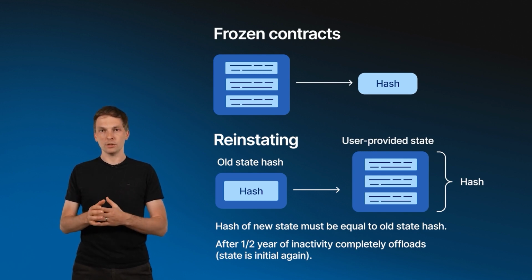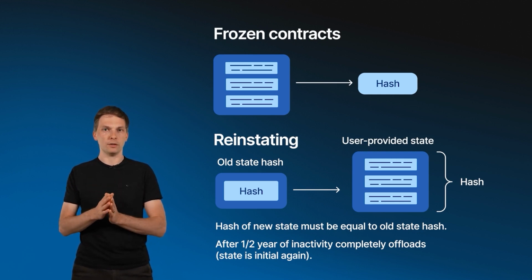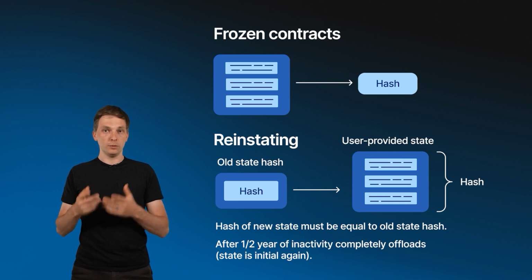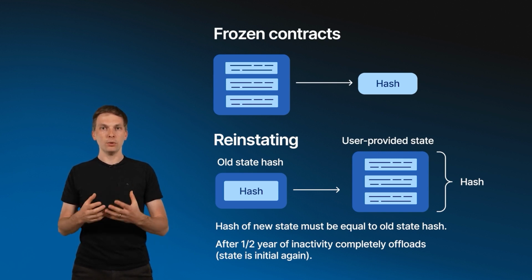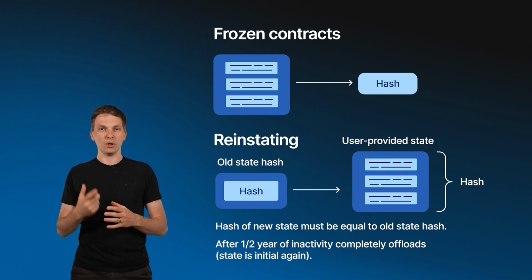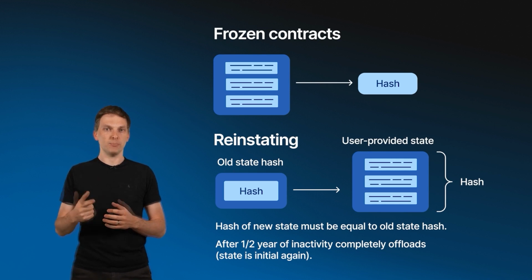And to make sure that the network does not accumulate too many of those frozen contracts, because they still occupy a little bit of space, the network has the rule that after approximately half a year, all those frozen contracts could be completely offloaded, which means that their state will be reset back to the initial one. And this is very important for things like tokens, because if the token runs out of rent, then its owner, which is just the data parameter inside the state of the token, will be reset back to the initial one. And this means that the present user of the token will lose access to the token.